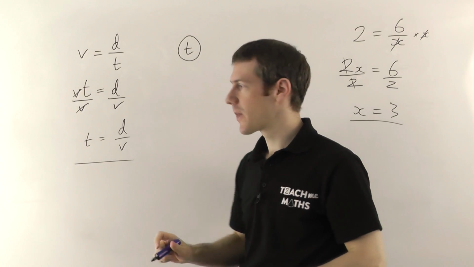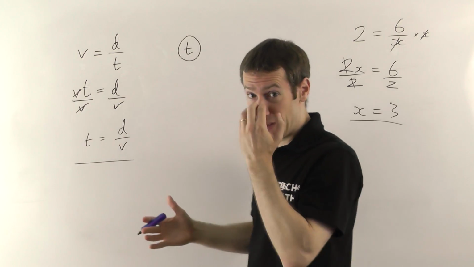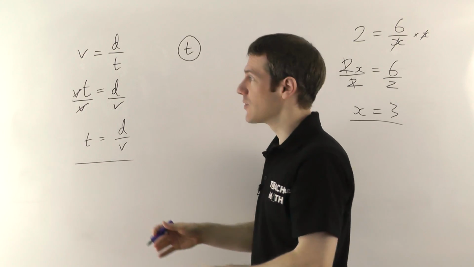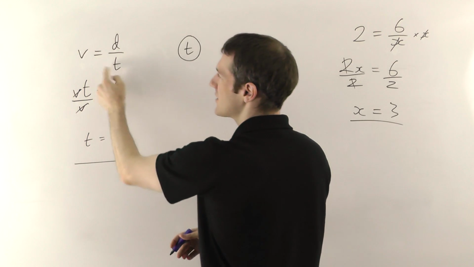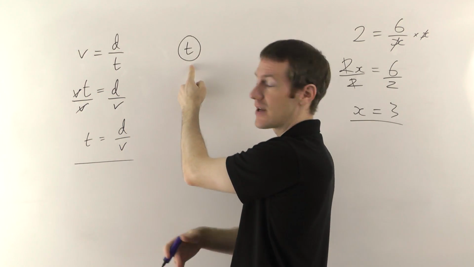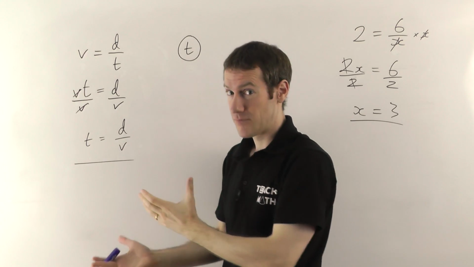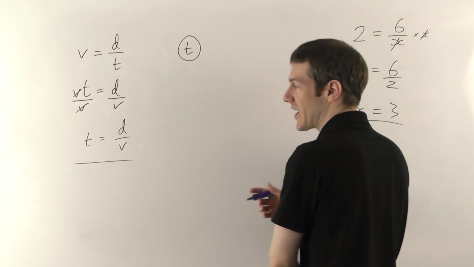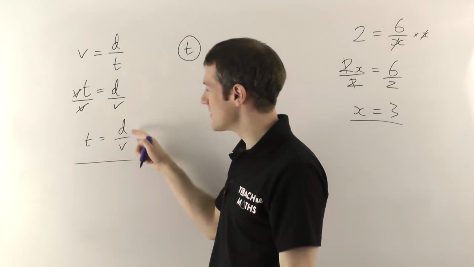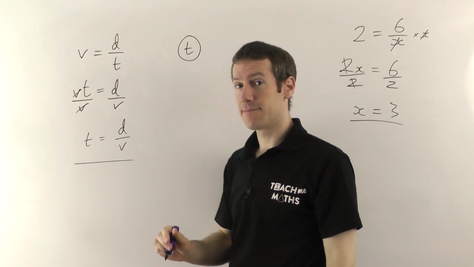So you've done it. In terms of transposition, if they ask you the question and use words like transpose, they would say, transpose this equation for t. It just means get the t by itself. This is now transposed. Okay, so if you wanted to work out the time from your experiment, you take the distance and divide it by the speed or the velocity.